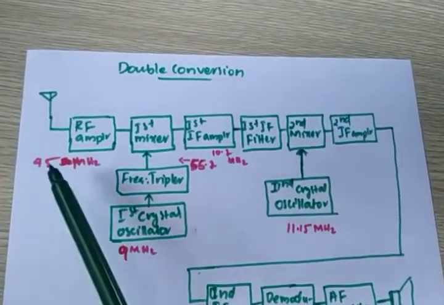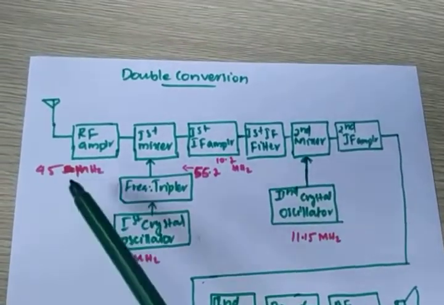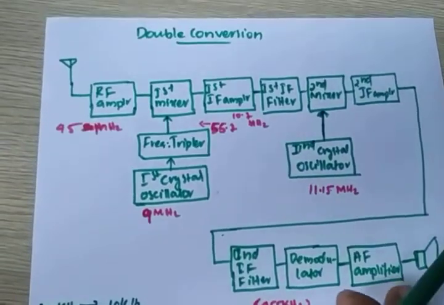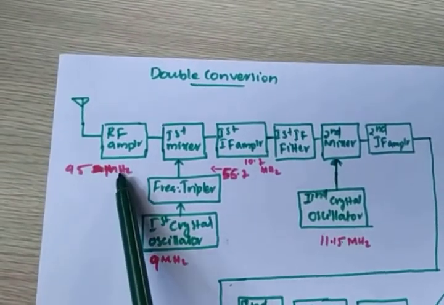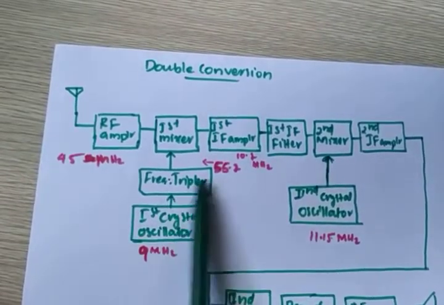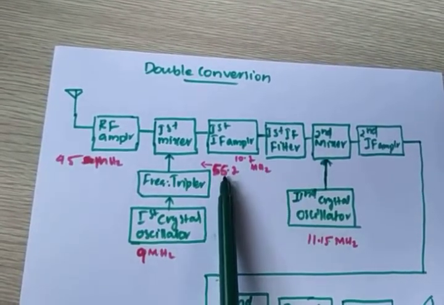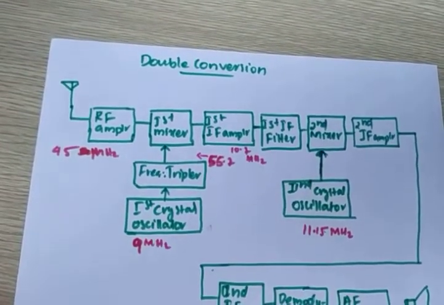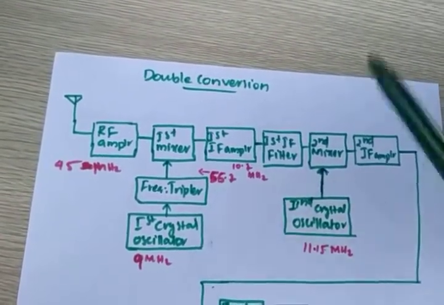These values I am taking just for example, so for exams you don't write these values. I am taking them just for understanding, to make things understandable. Suppose the incoming signal frequency is 45 megahertz. Here it is not necessary to use a frequency tripler. If you need a high frequency, you can use a sufficient number of frequency triplers, or the crystal oscillator itself is sufficient. For example, here you need 55.7 megahertz.